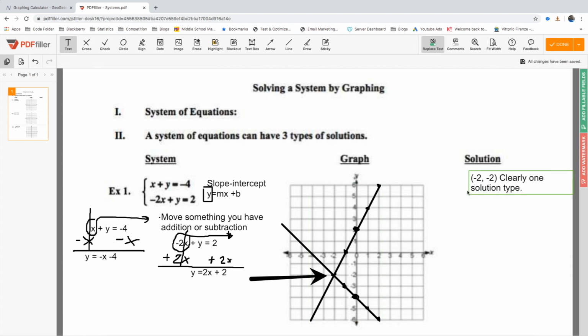All right, great. Hopefully that helps. Something to walk away with is that if you're moving something within an equation, you have to do so using addition or subtraction.